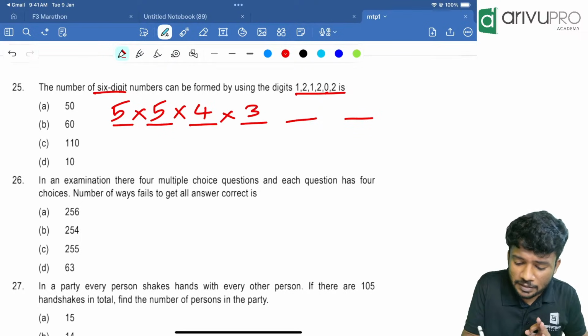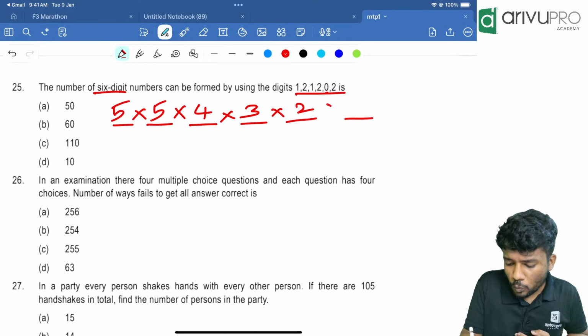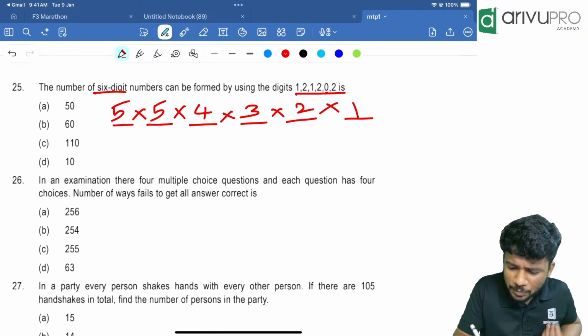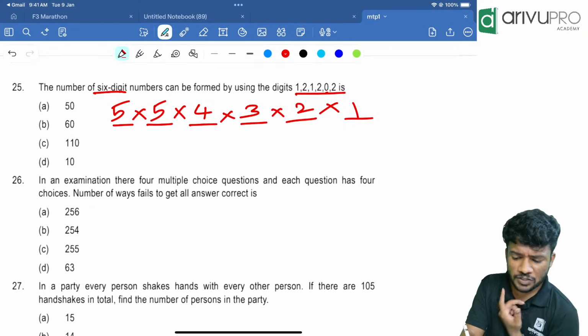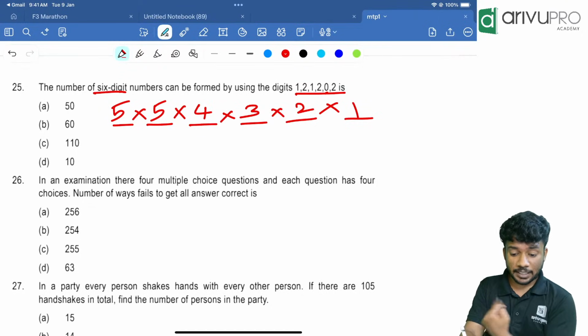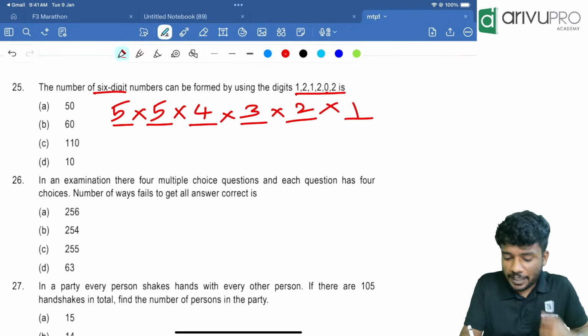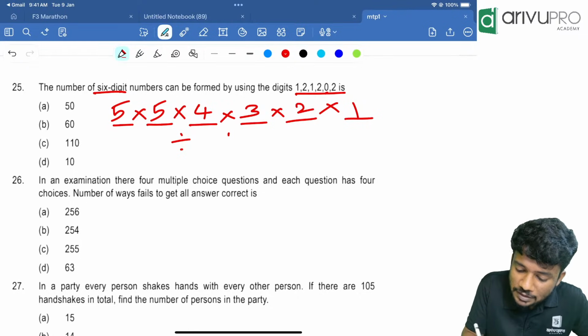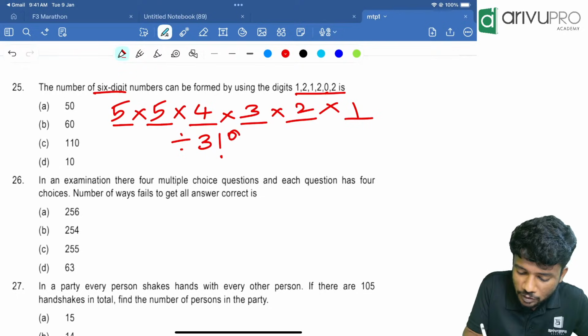How many digits are remaining? 3 digits are remaining. If 2 into 1. So this one everyone understood, right? But people, one important part over here is 2 is repeated 3 times and 1 is repeated 2 times. So we need to divide it with 2 is repeated how many times? 3 times. That means divide with 3 factorial.